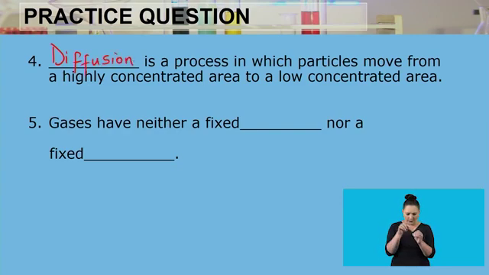Diffusion is a process in which particles move from a highly concentrated area to a low concentrated area until equilibrium is reached, or until the particles are evenly distributed.